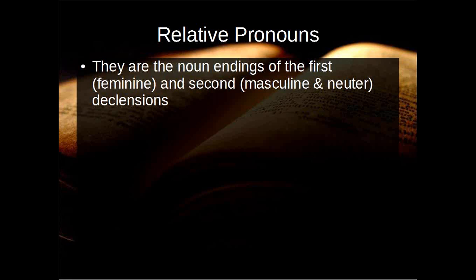Another key marker of the relative pronouns is that each form has a rough breathing. So every form you pronounce with an H in front of it. All right? So those are the two major clues when identifying relative pronouns. One, they're simply the noun endings of the first and second declension. And two, they have the rough breathing.